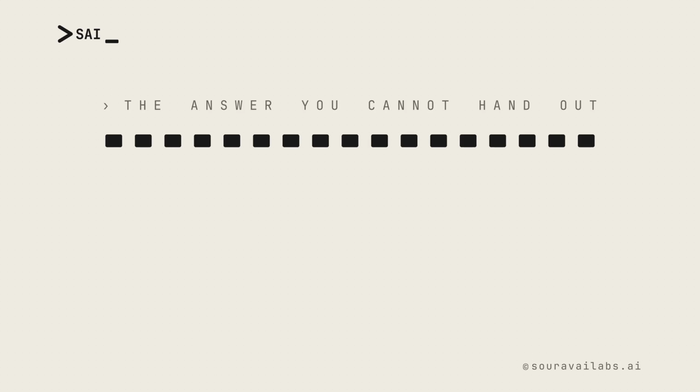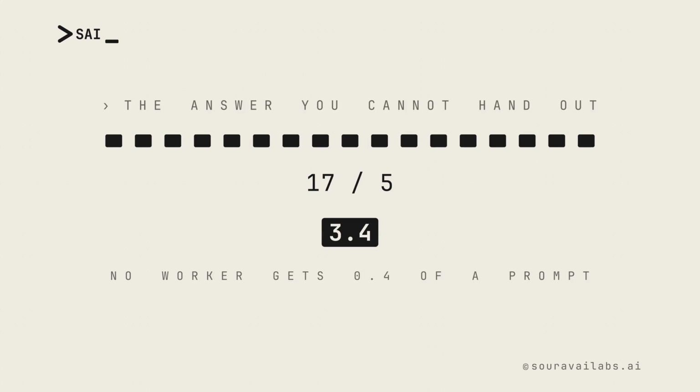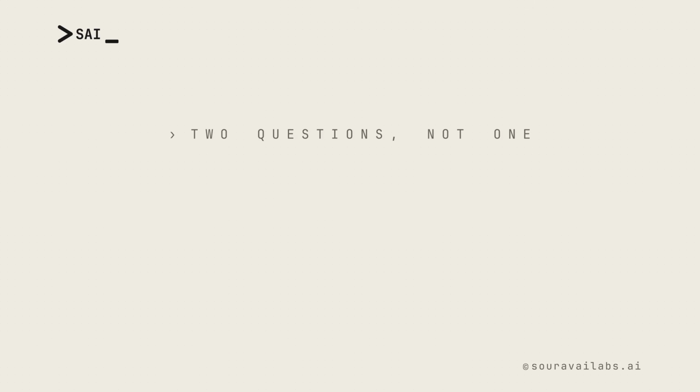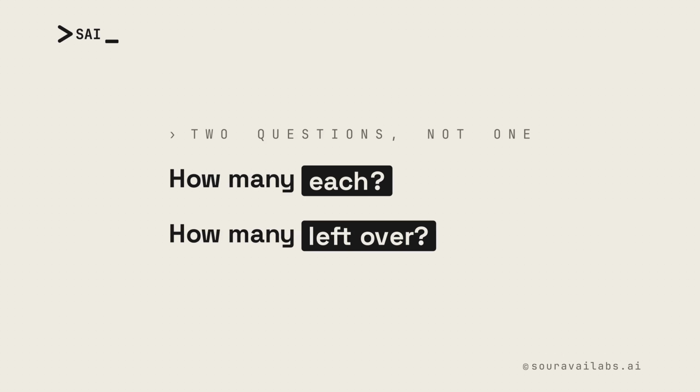Last episode, you turned one string into a row and back. Now the same kind of question for numbers. You have 17 prompts to run and 5 workers to run them, and 17 divided by 5 is 3.4. But you cannot hand a worker 4/10 of a prompt. What you actually want is not one answer, it is two. How many whole prompts each worker gets and how many are left over unassigned.